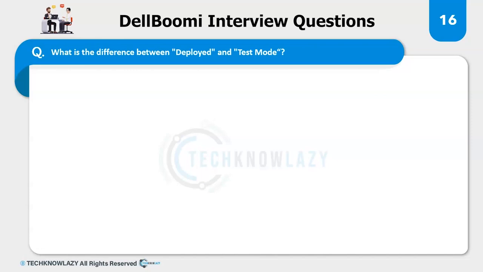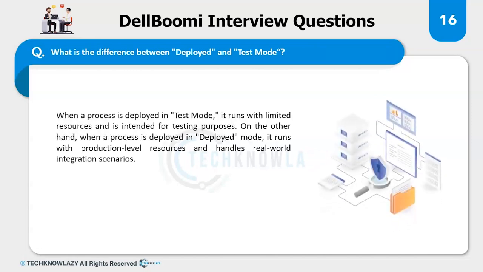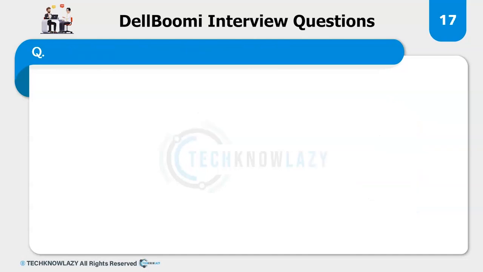What is the difference between deployed and test mode? The answer for this question is, when a process is deployed in test mode, it runs with limited resources and it is intended for testing purposes. On the other hand, when a process is deployed in deployed mode, it runs with production level resources and handles real-world integration scenarios.